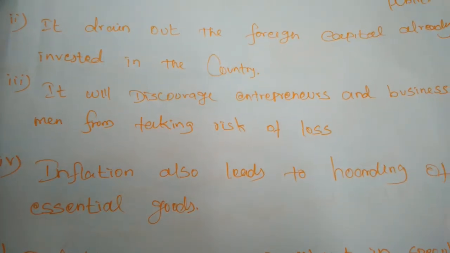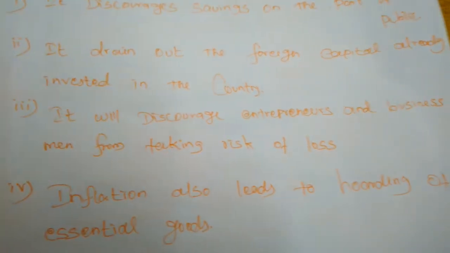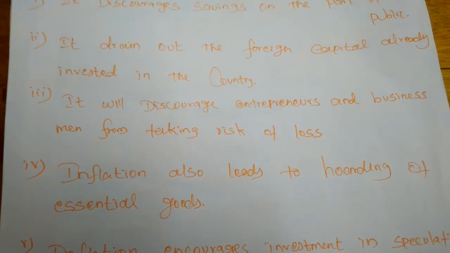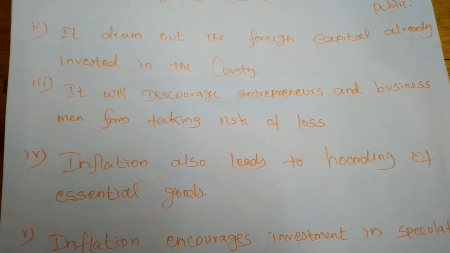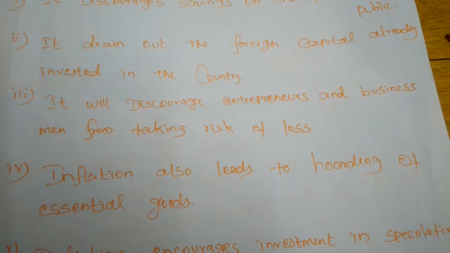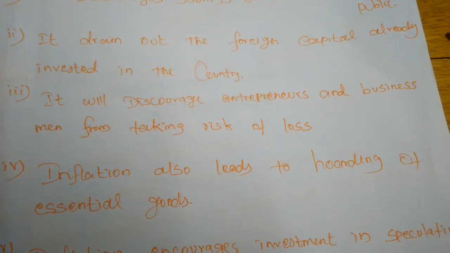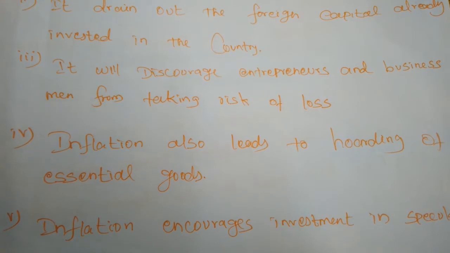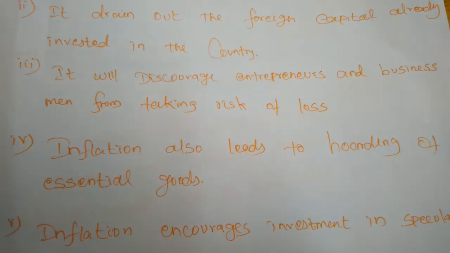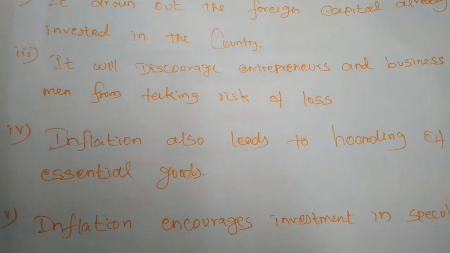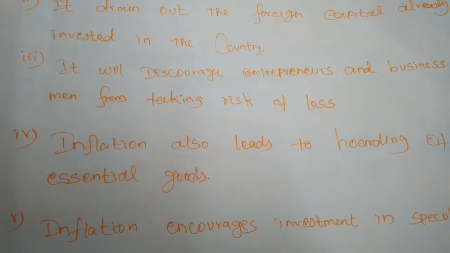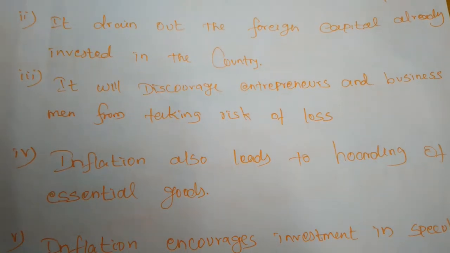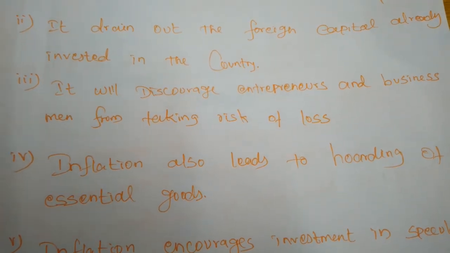Next, it will discourage entrepreneurs and businessmen from taking the risk of loss. Throughout the year, entrepreneurs and businessmen take many risks, and one of them is bearing the risk of losses. Whenever the economy faces the trade cycle, at some time they have to face losses. But in the time of hyperinflation, the price of commodities is always very high, and the public will not be able to purchase commodities beyond one level. After that level, if producers produce some commodities, they will not go to the market, and even if they go to the market, they will not be sold. Automatically a loss will arise.